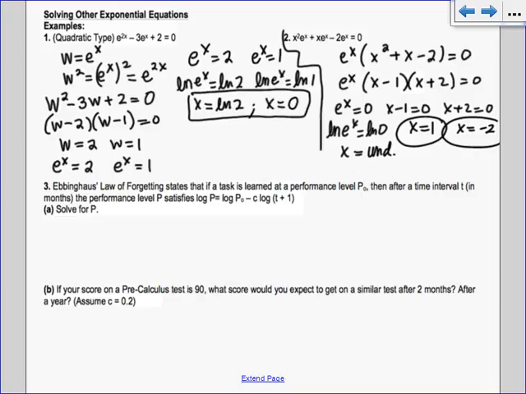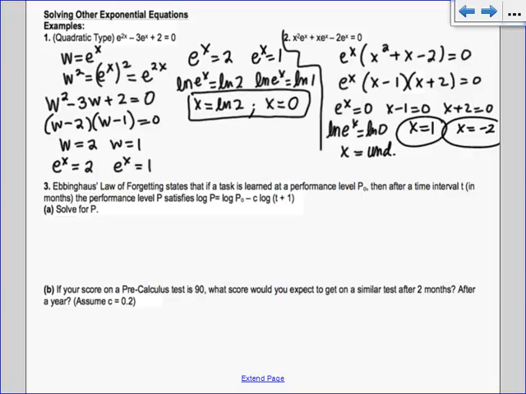All right, so there's also this thing that's called the law of forgetting. Ebbinghaus's law of forgetting states that if a task is learned at a certain performance level, then after a certain time interval, the performance level P satisfies log of P equals log of P sub 0 minus C times log of t plus 1.